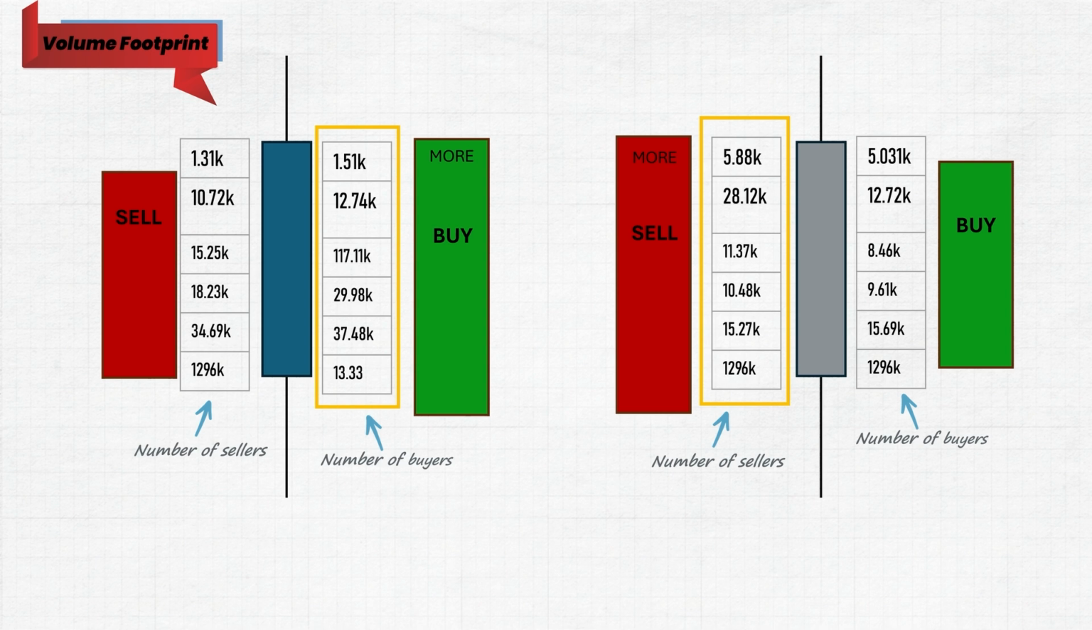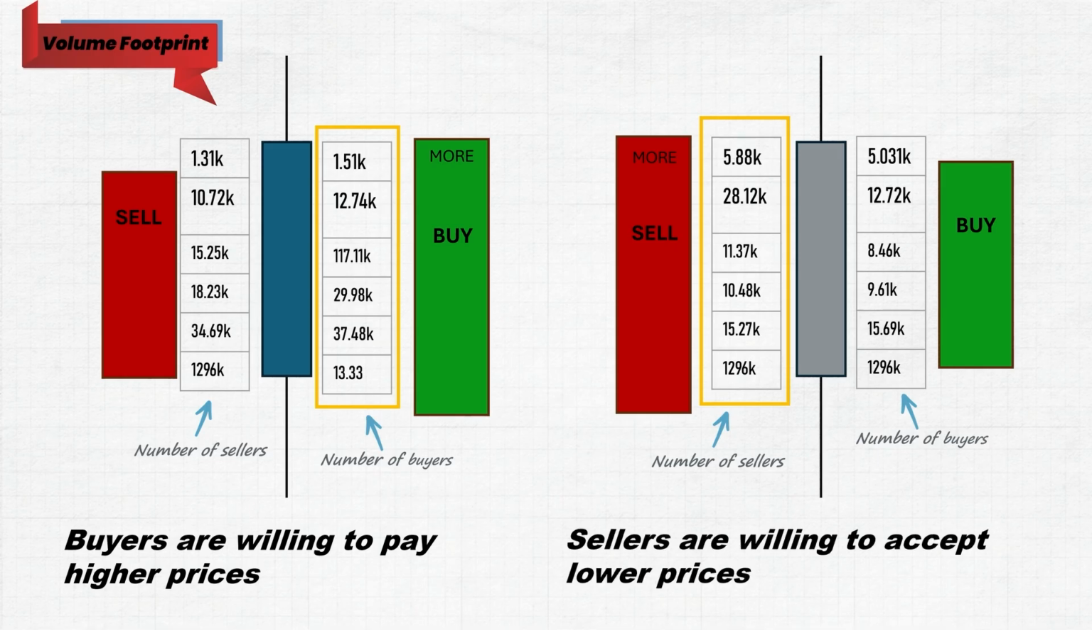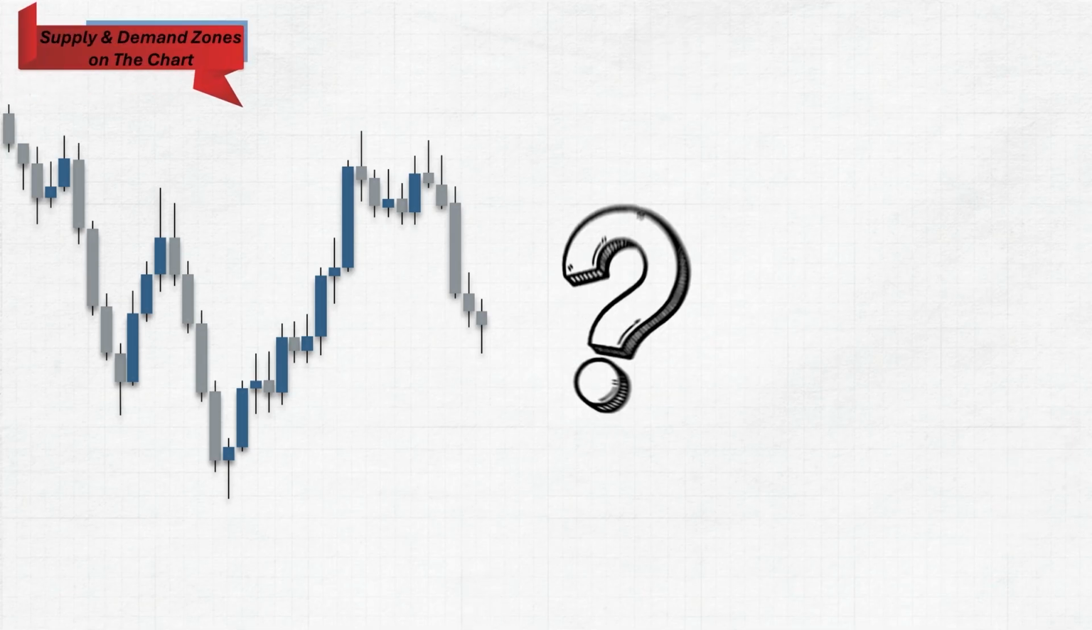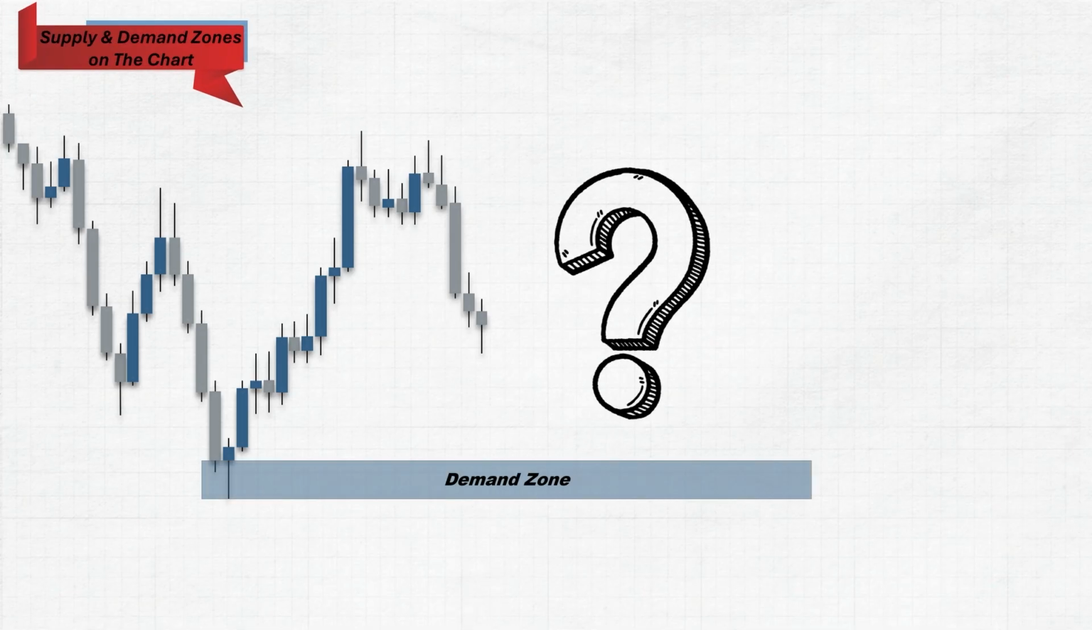In simple terms, price moves up when buyers are willing to pay higher prices, and moves down when sellers are willing to accept lower prices. This is how all price movement happens in the market. Now, what are supply and demand zones on the chart?